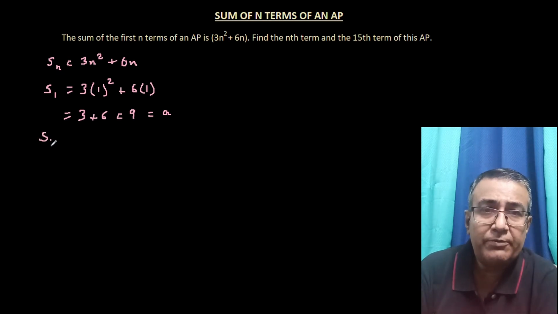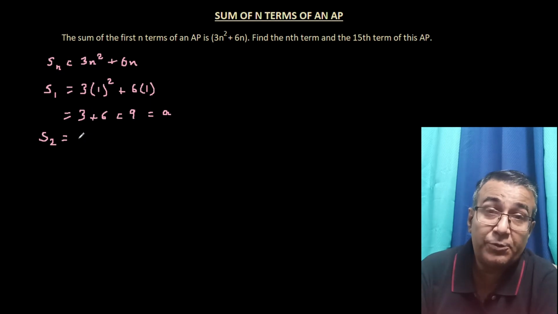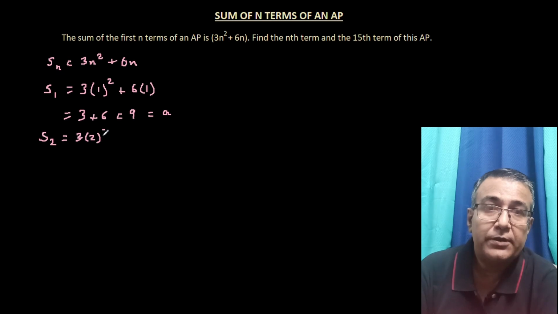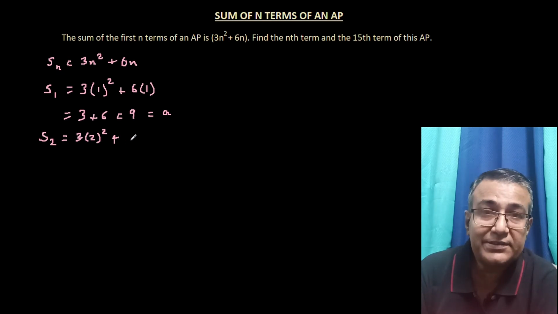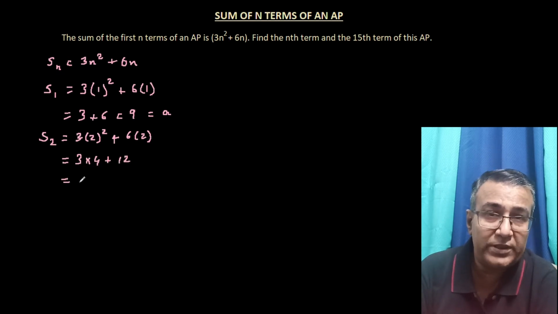Then using this formula, we can find the sum of two terms, and because we are finding the sum of two terms, n will take the value of 2, so it becomes 3 times 2 squared plus 6 times 2. 2 squared is 4, 3 times 4 is 12, plus 6 times 2 is 12 again, so that gives us 24.